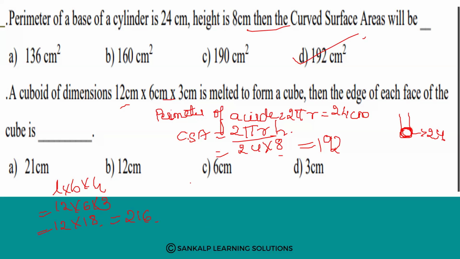Melted means we need to take volume, right? So volume of a cube is a cube, right? So here cuboid volume is converted. That means 216. Now a cube is equal to 216. Then a is equal to cube root of 216. Then cube root of 216 is 6 centimeter. So option C is right. Next.